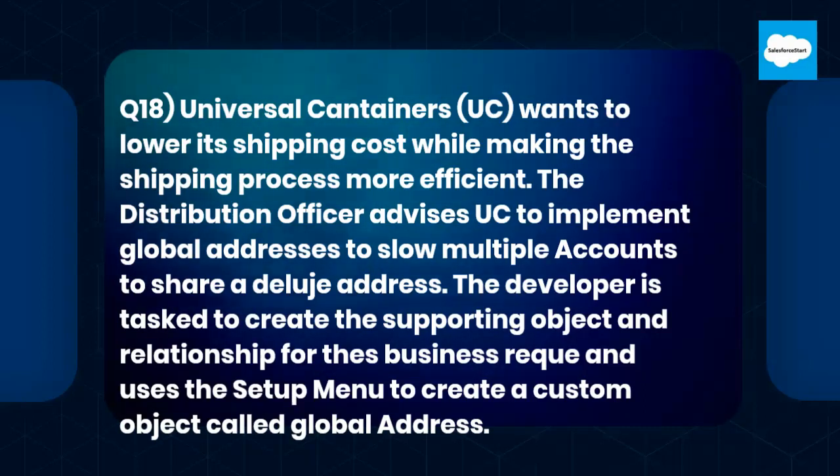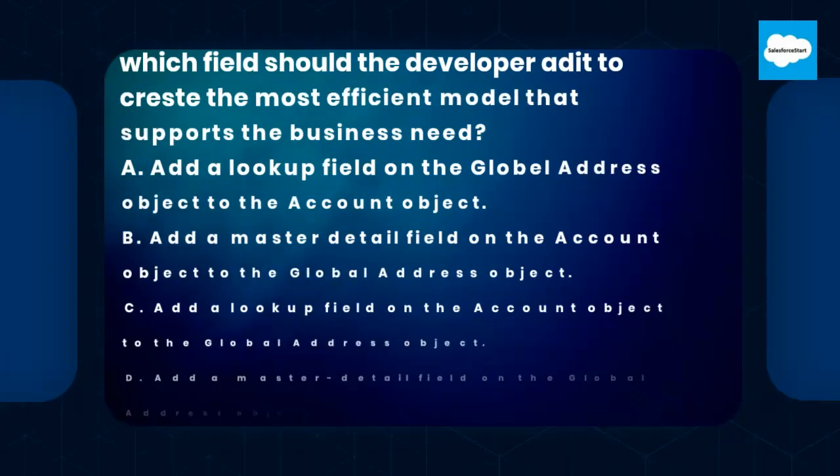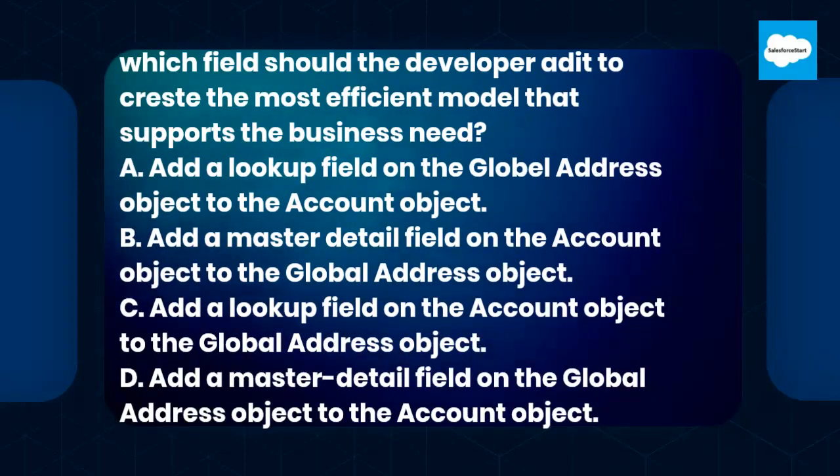Q18. Universal Containers, UC, wants to lower its shipping cost while making the shipping process more efficient. The distribution officer advises UC to implement global addresses to allow multiple accounts to share a delivery address. The developer is tasked to create the supporting object and relationship for the business requirement and uses the setup menu to create a custom object called global address. Which field should the developer add to create the most efficient model that supports the business need?